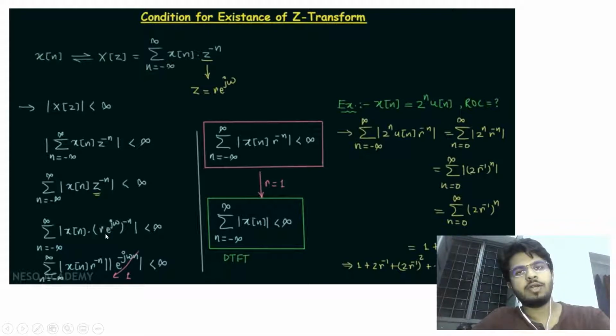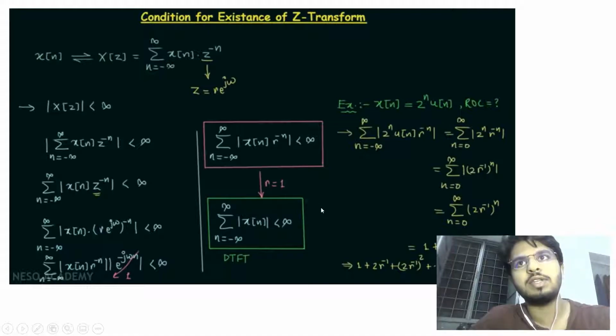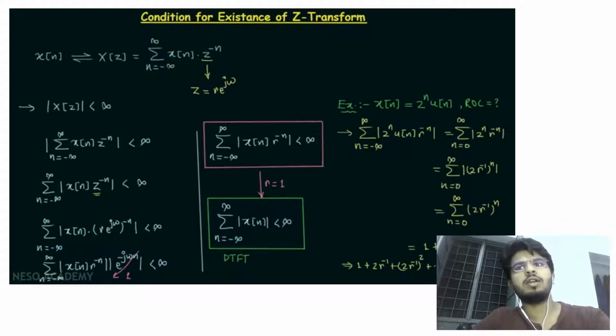So we'll find out that the magnitude of e raised to power i omega, the modulus of e raised to power i omega, is just 1, and we're going to be left with this condition. So this condition is the condition for existence of Z transform. The interesting thing here is if we put r equals 1, then we'll get the condition of existence of DTFT. So it's a specific case of Z transform, we can say that in a way.